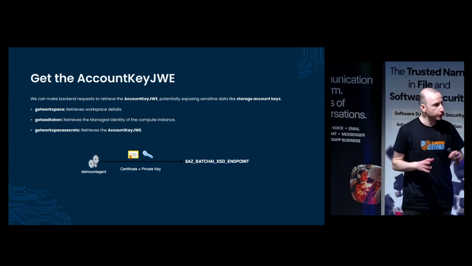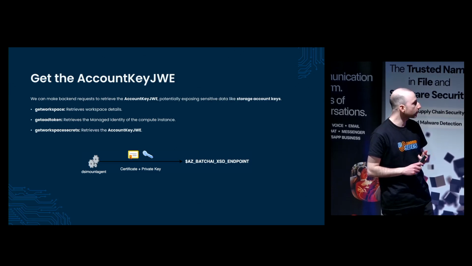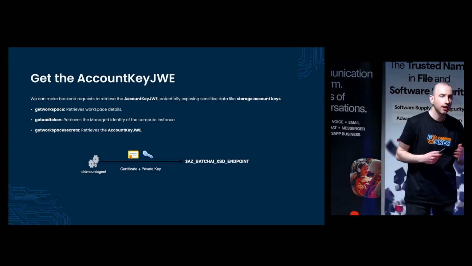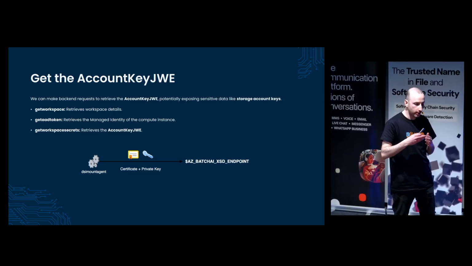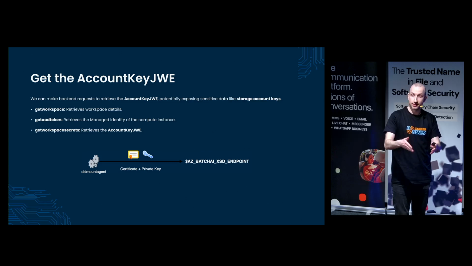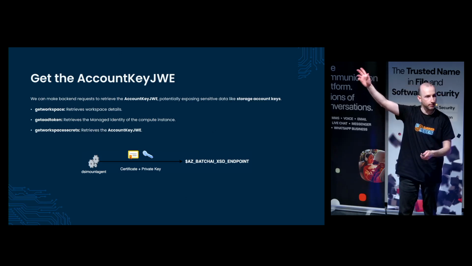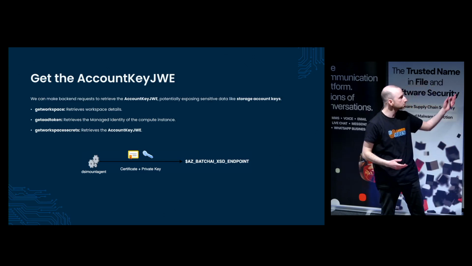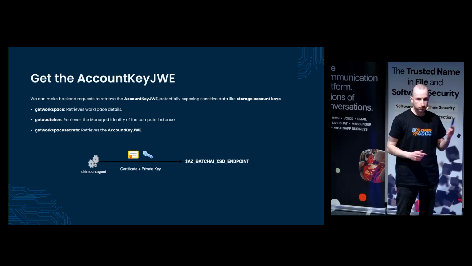There are mainly 3 methods right now. One is get workspace, the other one is get AAD token, the other one is get workspace secret, okay? So with the first method, you retrieve some information about the workspace. With the second one, you retrieve the managed identity of the compute instance, the access token. So you don't have to be on the compute instance anymore. You can simply get the certificate, get the private key, and then connect to the endpoint, and you get the access token for the compute instance. So if you lose access to the compute instance, no problem anymore. I can get my access token. So this is interesting for persistence.